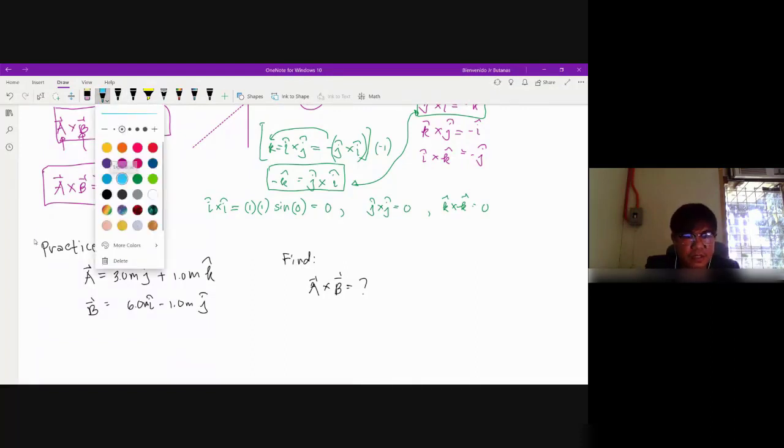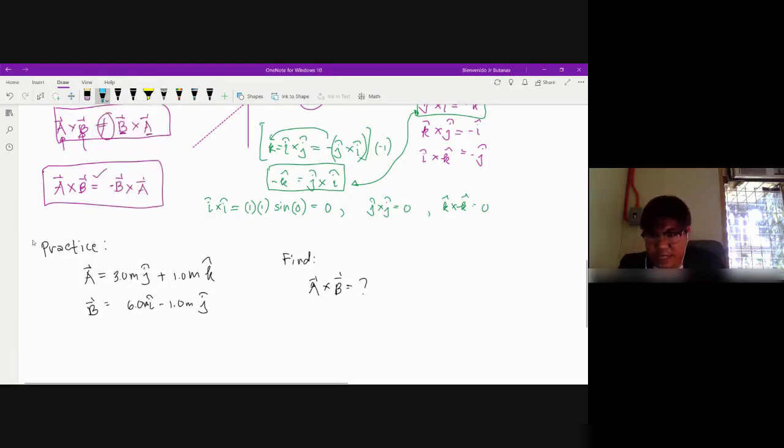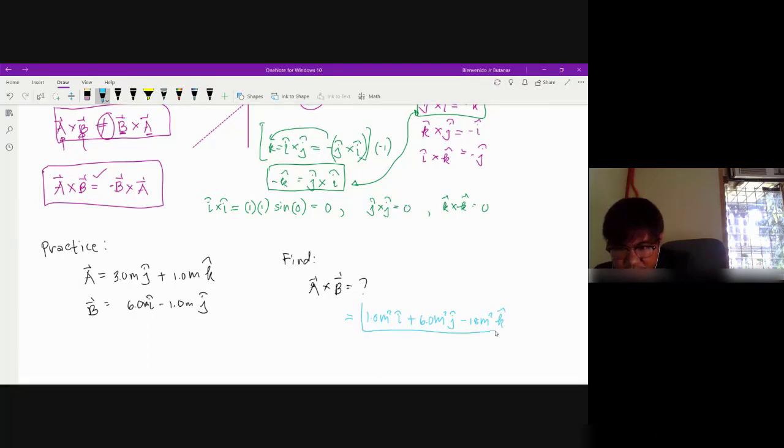So, if you perform it, the answer is 1 meter square i hat plus 6 j hat minus 18. Were you able to get this?